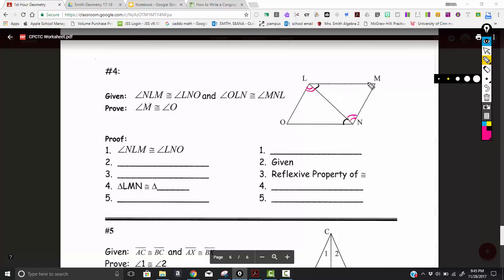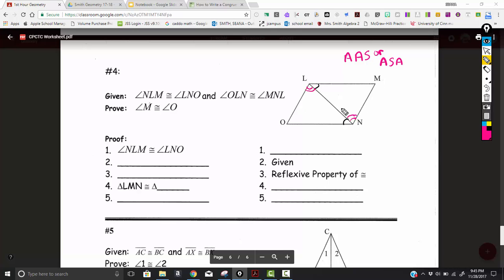Angle O, angle M. Now we know angle, angle, angle does not work. So I definitely need to find something else. So I've got 2 angles. So I know I have 2 options. We're either going to prove the triangles are congruent by angle, angle, side, or angle, side, angle. It just depends on the order of the side. Now when I look at this, I know I need a side. This to this, I don't have anything over here to help me. This to this, I don't have anything to help me.